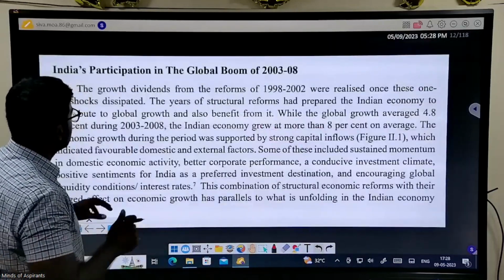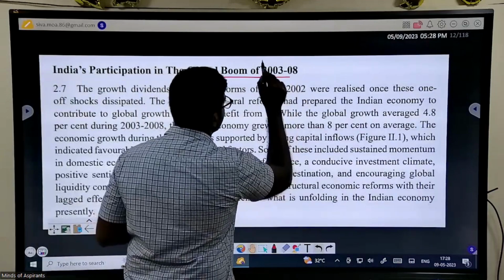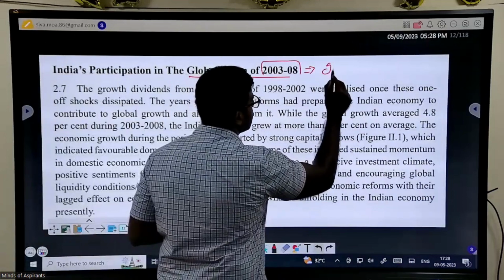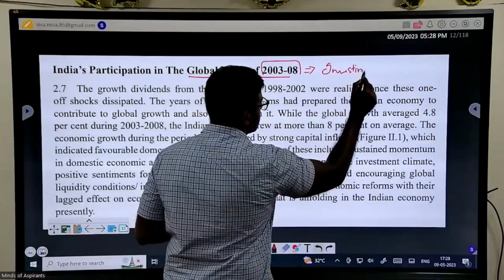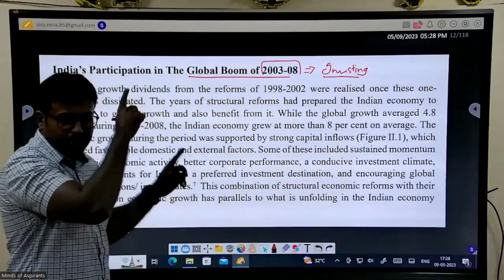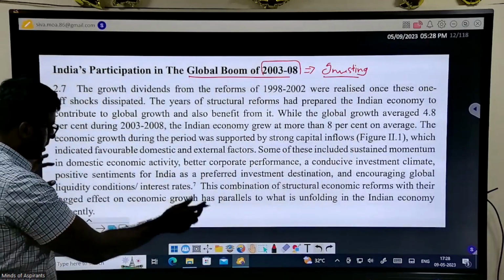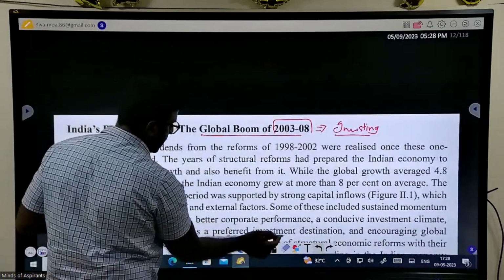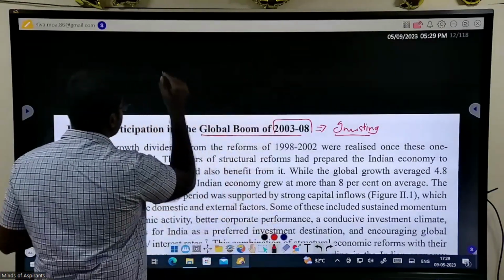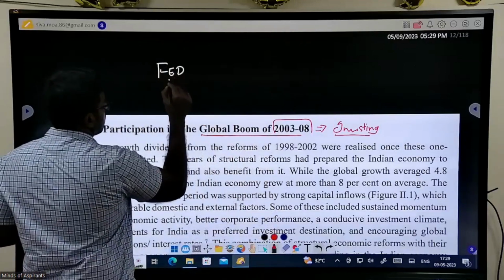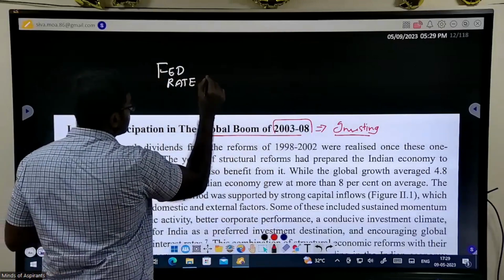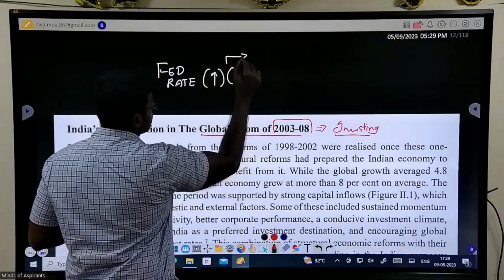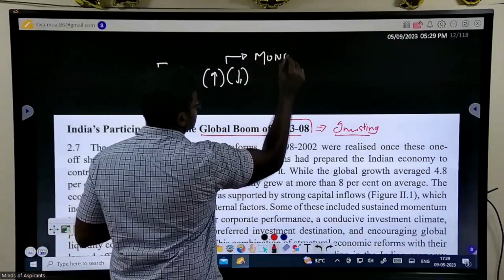So then the global boom. So this is the boom. After this crisis, everyone started increasing investing money. Because of the dot-com crisis, the US government federal rate, very important. Because of this federal rate increase or decrease, your money supply will be affected. How, we'll see.